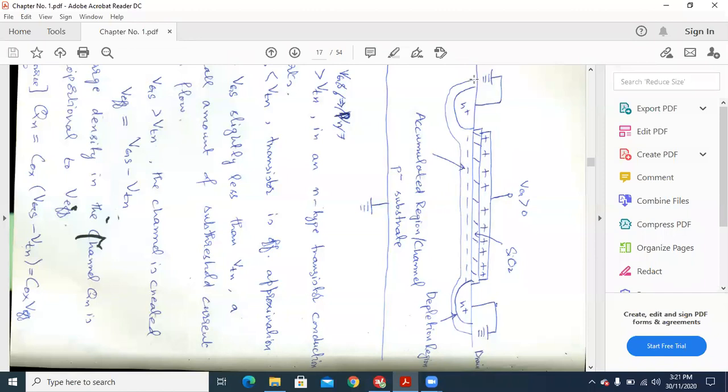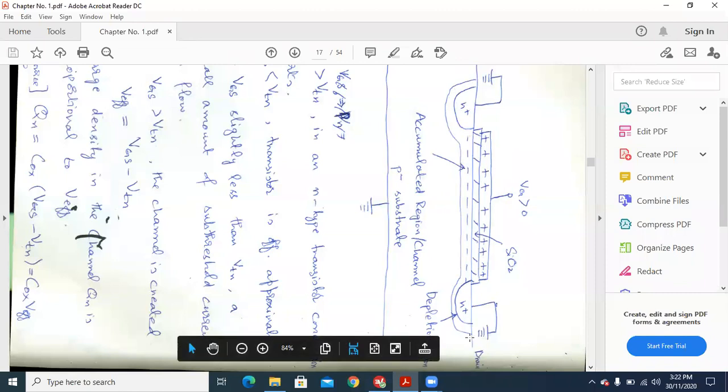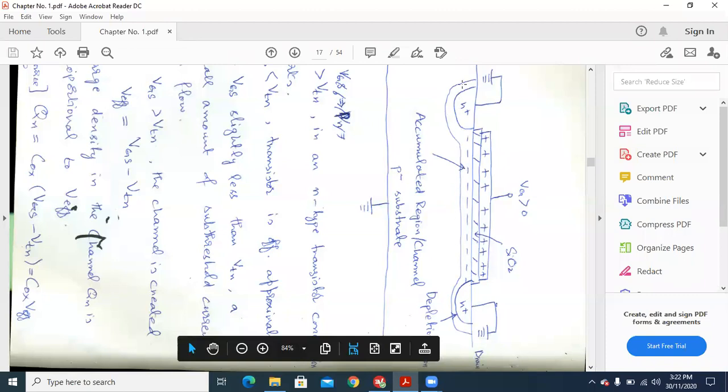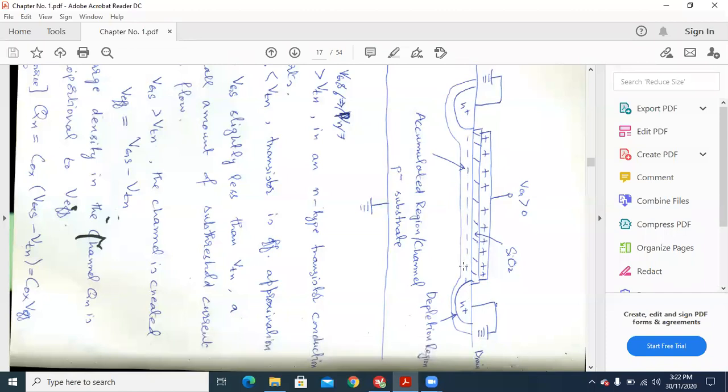And the depletion layer here with the PN junction across the drain combines with this area and forms a channel from drain to source. So this accumulation of negative carriers will form a channel from drain to source.